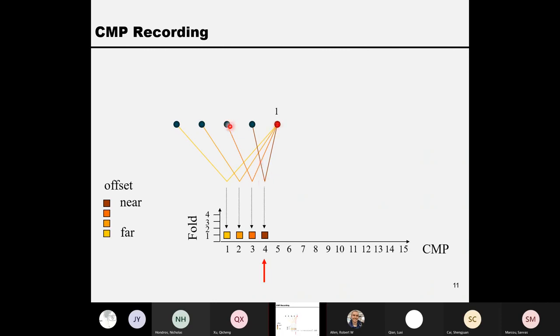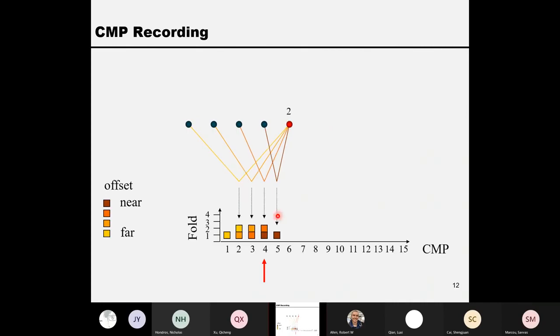Source, receiver, second receiver, the midpoint is here. The third receiver, the pair of source and receiver has a midpoint here, and then the fourth one here. So right now, this one, move to the next point. You have the nearest 2, 3, and 4, right?